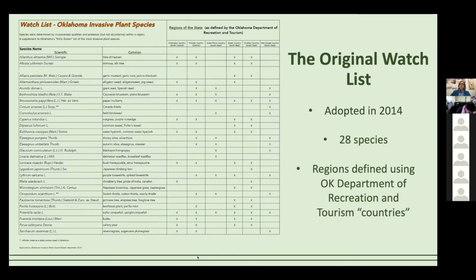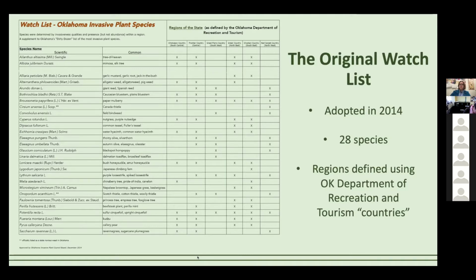This is our original watch list. It was adopted in 2014, and it includes 28 species. The species for this list, as well as for the Dirty Dozen, were selected based on several criteria, including personal knowledge and expertise, and examining presence, absence, and abundance data from Oklahoma and our neighboring states.